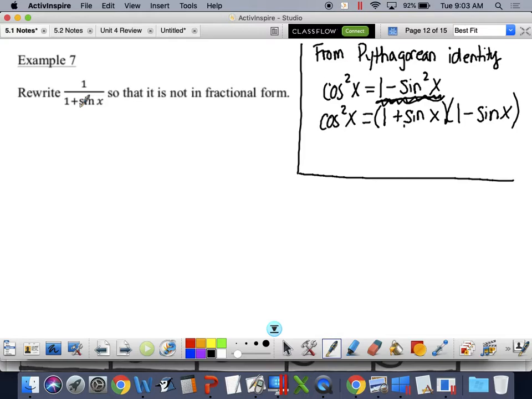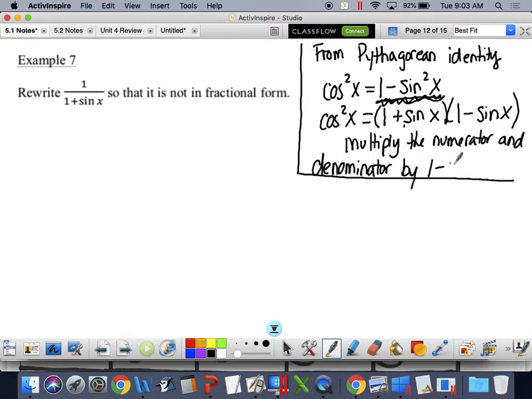So that's what I'm going to do. I'm going to multiply the numerator and denominator by 1 minus sine x. And I know this is a little tricky. This is not one that maybe would have occurred to us automatically. But this is why we're doing these examples in your notes, so that when you get to the homework, you have all of these different things that you can try.